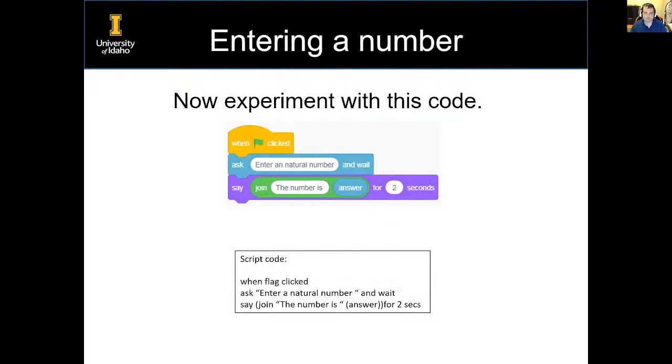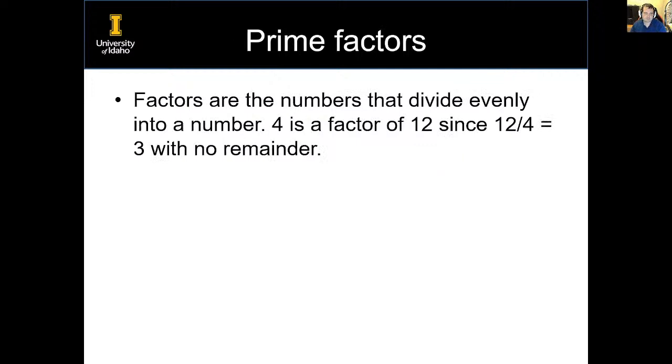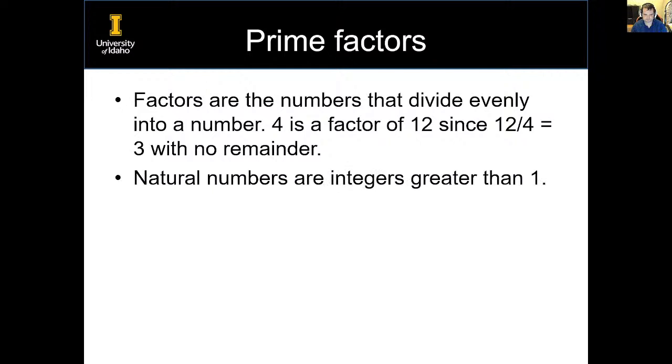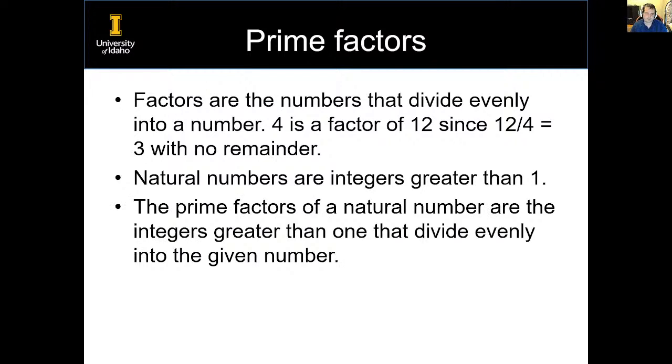All right. So prime factors. Factors are the numbers that divide evenly into a number. 4 is a factor of 12 because 12 divided by 4 is 3. There's no remainder. And that's actually a really important part, that we don't have a remainder. Now, as I said, natural numbers are integers that are greater than 1, and these are whole numbers. And so the prime factors of a natural number are the integers greater than 1 that divide evenly into the given number. So if a number divides evenly, with no remainders, nothing else, then it's a factor.